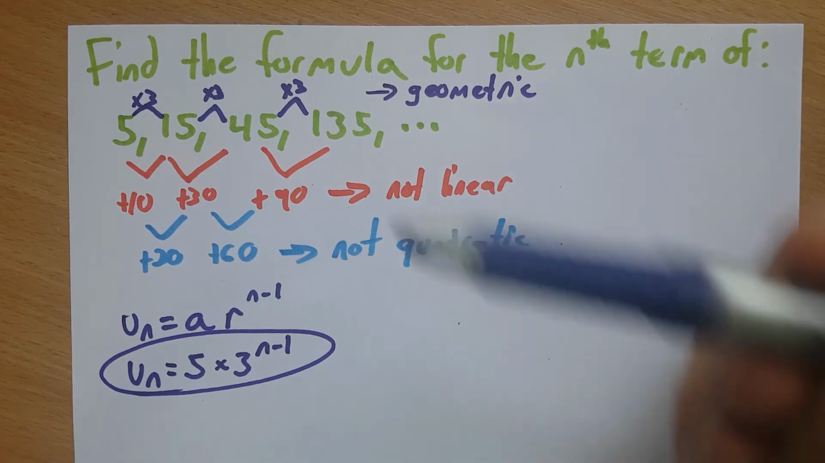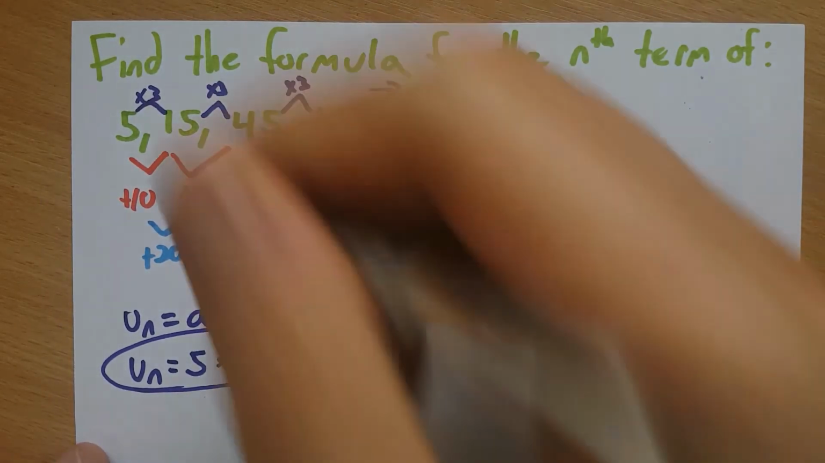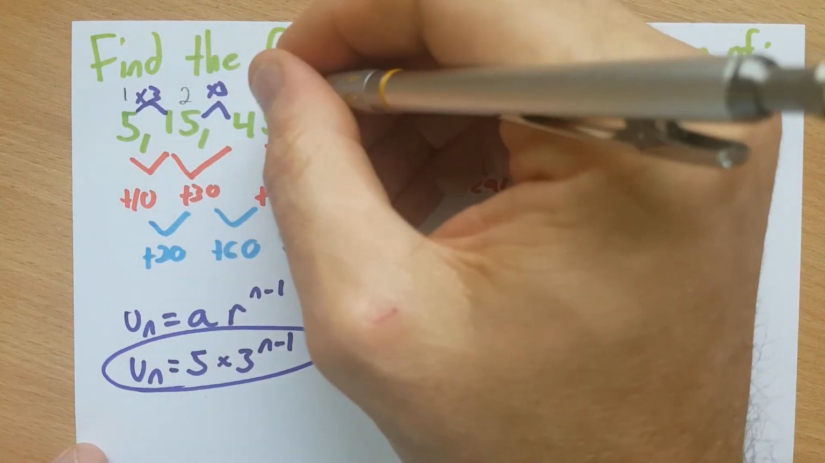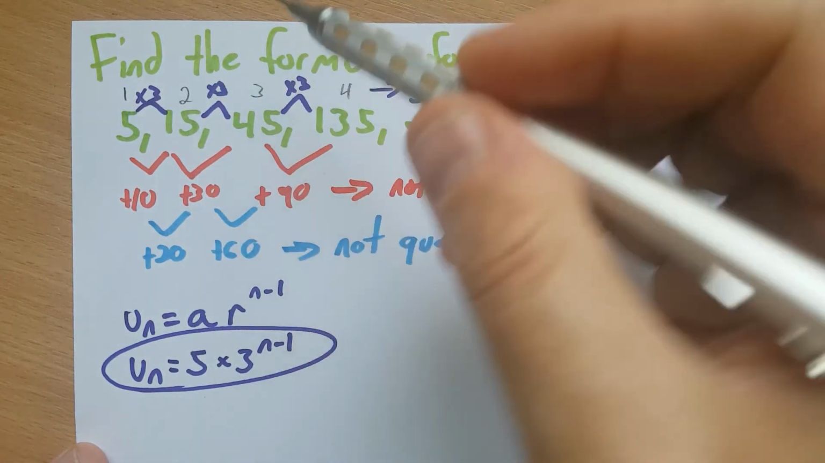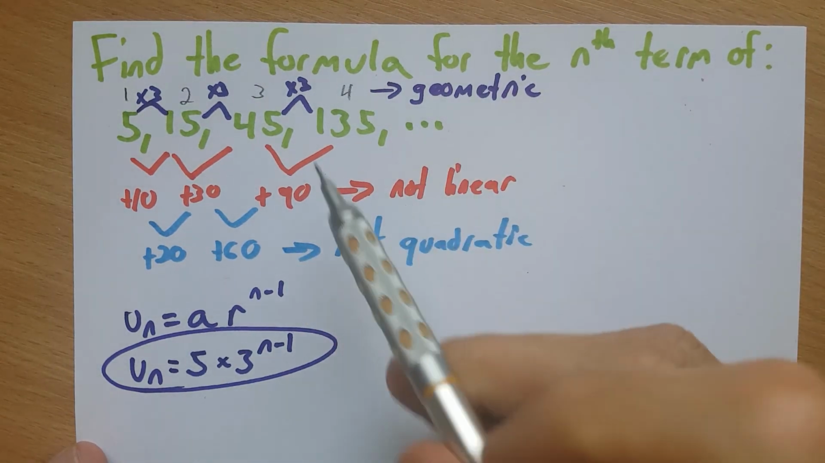So we can try it out. If you wanted, for example, the third term in the sequence, we know the answer should be 45. And so this is the first, that's the second, and that's the third. So we should be able to plug a 3 into this formula and get out a 45. So let's try it out.